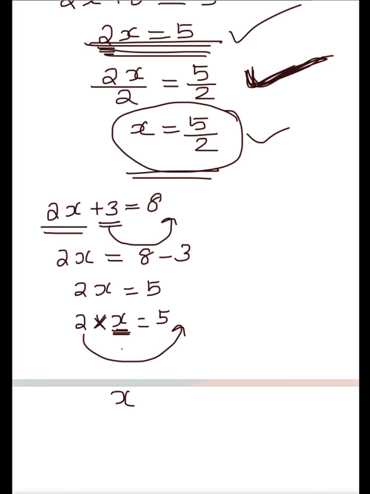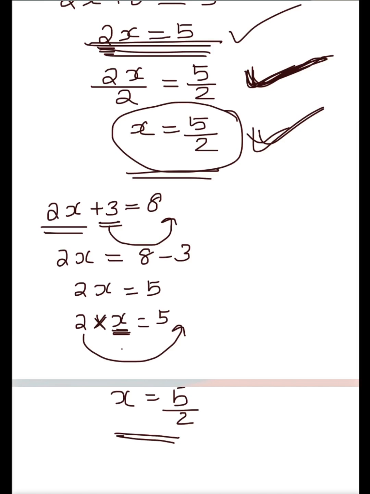Then you can keep this x here, and when multiplication goes to the other side, it will turn into division. Our answer will become x = 5/2. So the answer is the same. You don't have to divide both sides or subtract from both sides. You can just follow some simple steps.